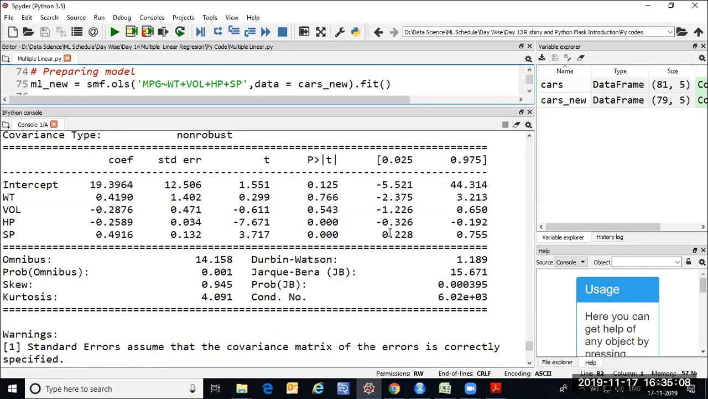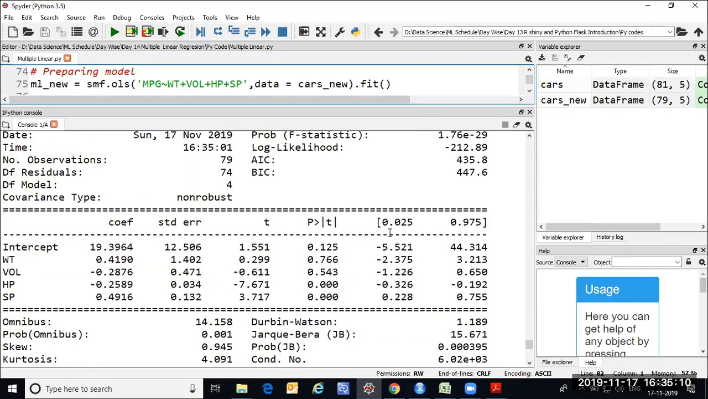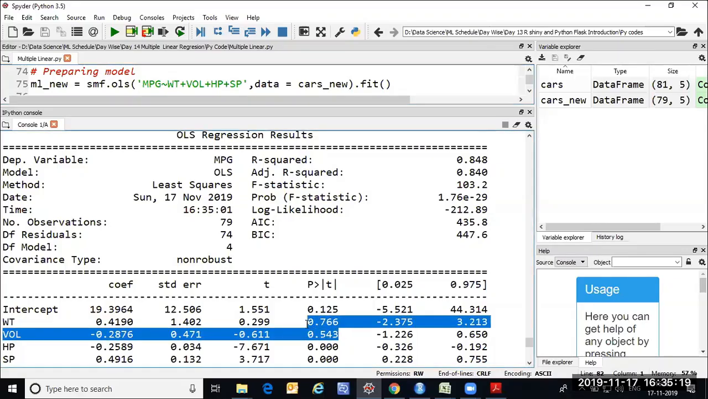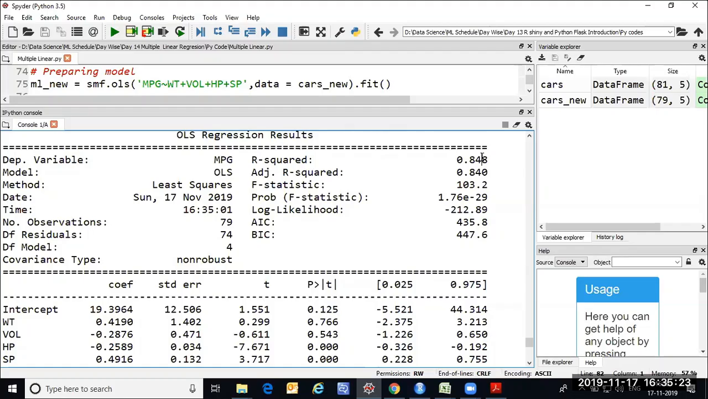Are the variables significant? Coefficients are significant. Still, the weight and volume are not significant. But the model's performance has increased to 84.